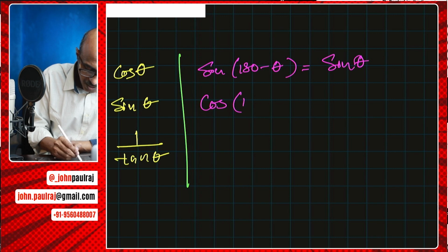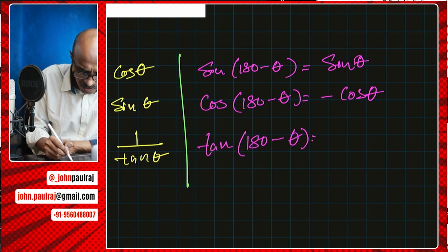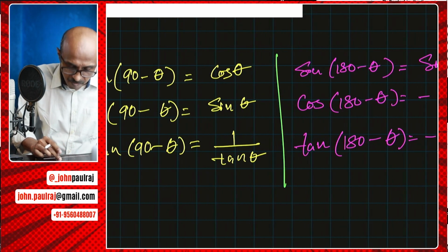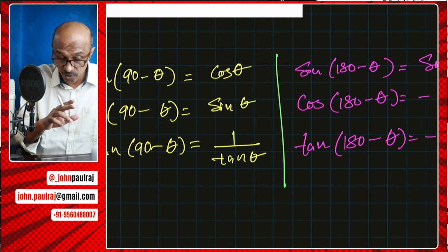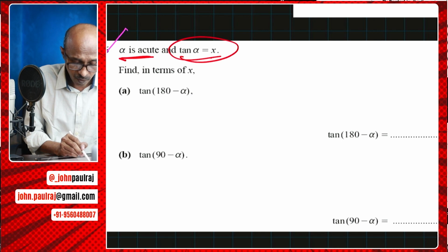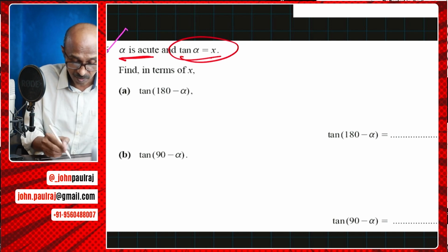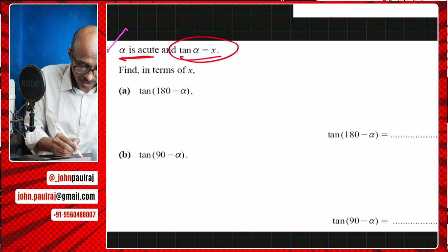Cosine of 180 minus theta would be equal to negative cos theta, and tan of 180 minus theta is also equal to negative tan theta. So these are the ideas you should remember along with those basic values I already told you, and then you'll be able to solve questions like this. So when they said that tan of alpha is equal to x, find tan of 180 minus alpha. Well, we just noted that tan of 180 minus alpha, whatever the angle is, should be negative tan alpha.